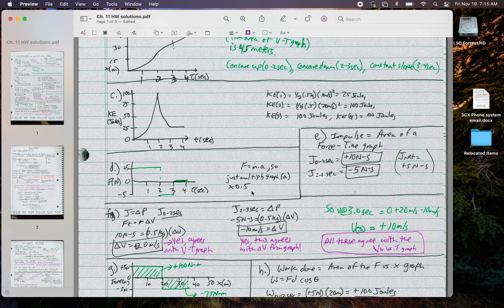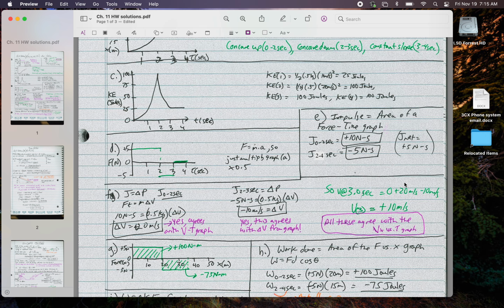So, but it really is happening from, I think it said it's from 2 to 3 seconds is when that's happening. So anyhow, the area of this graph, 5 times 2 is plus 10. Area of this graph, negative 5. So the net impulse would be plus 5 Newton seconds.